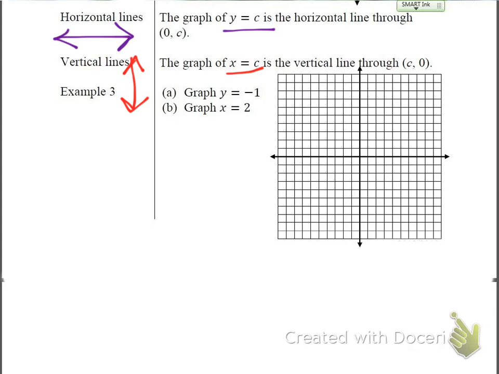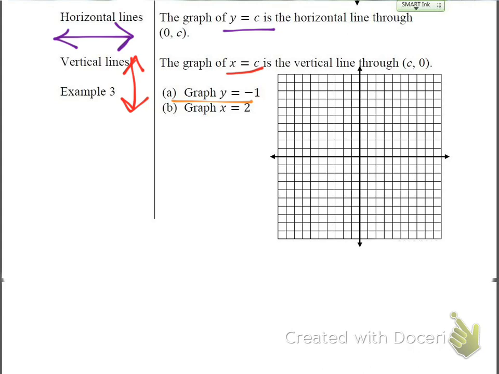So example 3, we're going to be graphing two special lines. The first one is going to be y equals -1. I'm going to do that line in orange, okay? So normally you'll just be asked to graph one line on a graph. I'm just putting both on one graph to save us space, okay? So part A, we want to graph y equals -1.